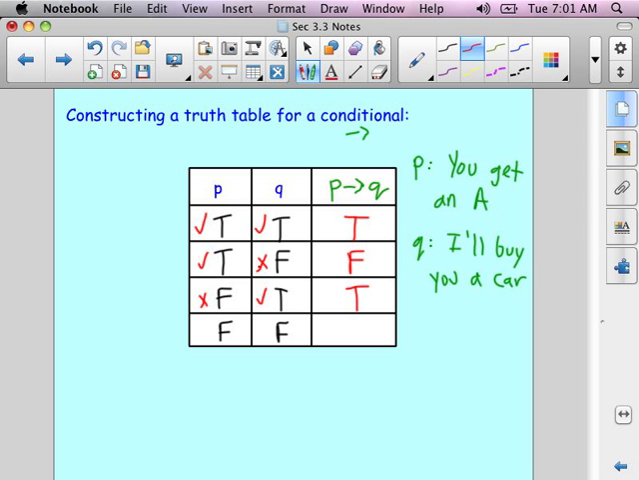And finally, if you don't get an A and I don't buy you a car, that's true as well. So looking at this little truth table, the rule you're going to keep in mind for P arrow Q, the arrow symbol, is that it's only false when you have the if true, then false. So if you see an arrow symbol and you see T arrow F, that is the only time you will put false. Any other combination, maybe TT or FT or something like that, you're going to put true. That's our big rule for the conditional.